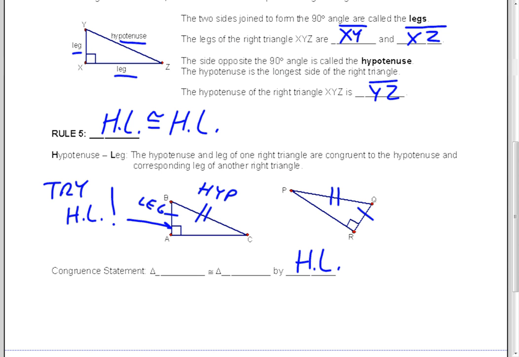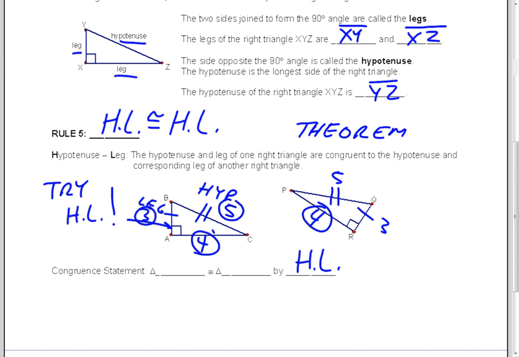It's considered a theorem because it's a little bit beyond SSS. Do you remember the Pythagorean theorem? If I had a 3 here and a 5 here, what would the other side be? 4. Instead of going through the process of the Pythagorean theorem, we just say we know it's going to be the same. And that's why we write HL. So we're kind of bypassing a step, and because we're doing that, this is also considered a theorem.